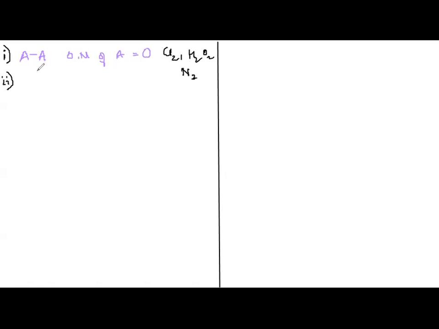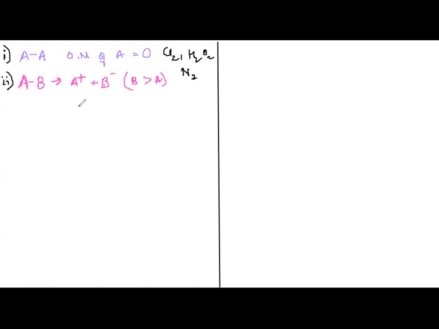Next point, if the covalent bond is between two different atoms, let me say I have atoms A and B, and it is a covalent bond. Then electrons are counted towards the more electronegative atom. Thus the oxidation number of the more electronegative atom will be negative. I can write it as A plus, B minus. Suppose B is more electronegative than A. In that case, B will have a minus charge and A will have a plus charge.